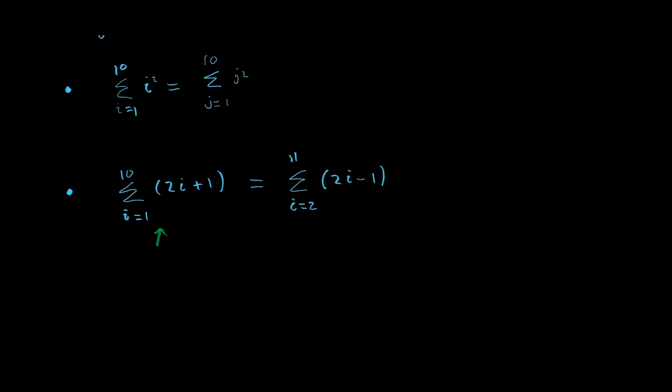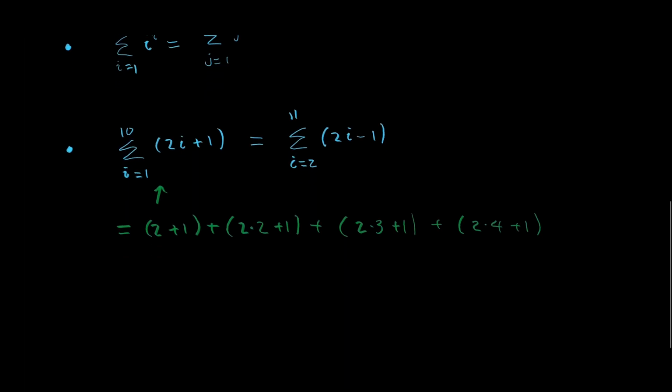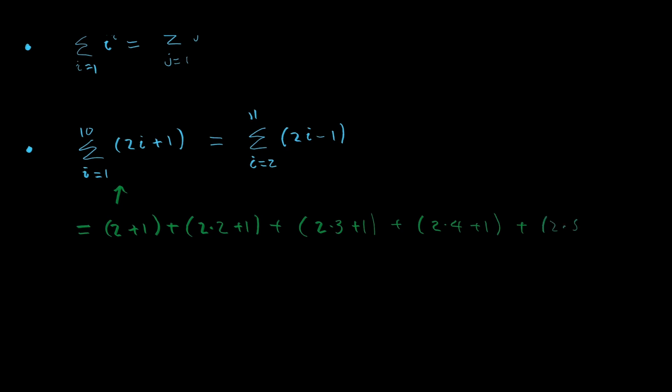So let's do a few terms of the sum. Actually, I'll just write out the whole thing. This would equal 2 times 1 plus 1, plus 2 times 2 plus 1, plus 2 times 3 plus 1, plus 2 times 4 plus 1, plus 2 times 5 plus 1, plus 2 times 6 plus 1, plus 2 times 7 plus 1, plus 2 times 8 plus 1, plus 2 times 9 plus 1.